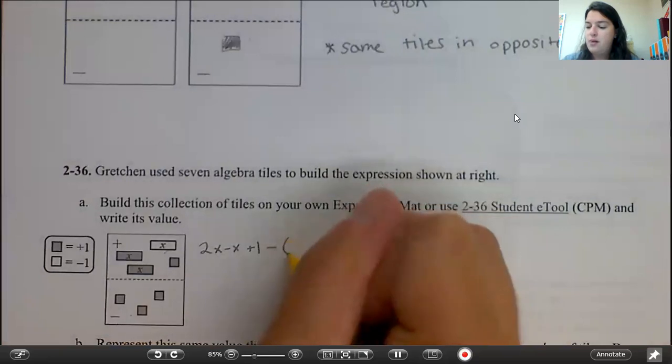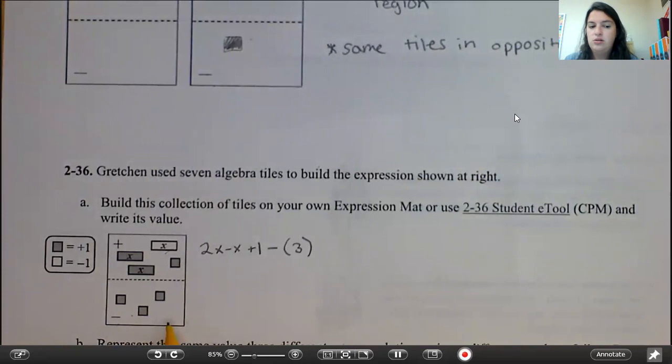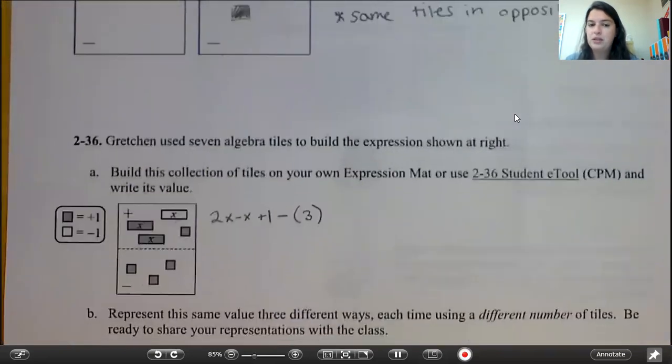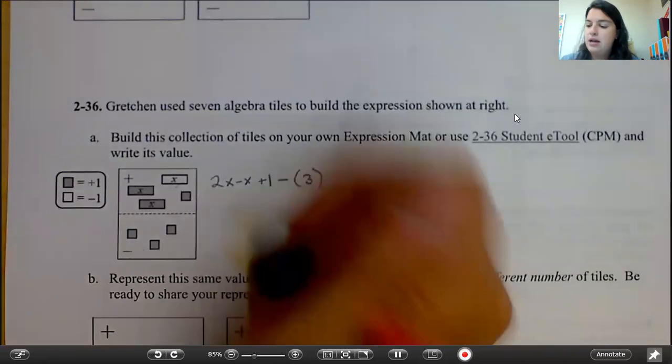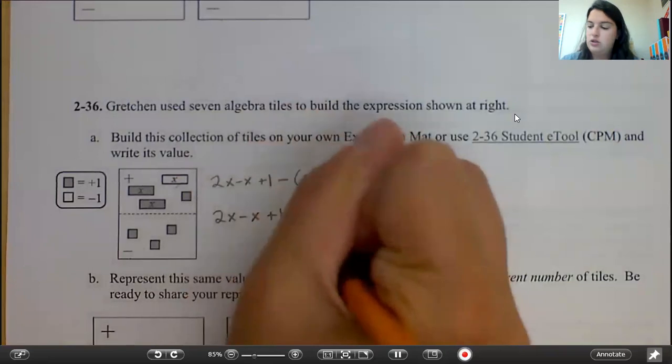We have 3 positive tiles. Notice how I put that in the parentheses. That's because it's in the negative region. So that negative would need to be distributed to that positive 3. So 2x minus x plus 1 minus 3 because it's in the negative region. And those are 3 positive tiles. You could have also had 2x minus x plus 1 minus 3.